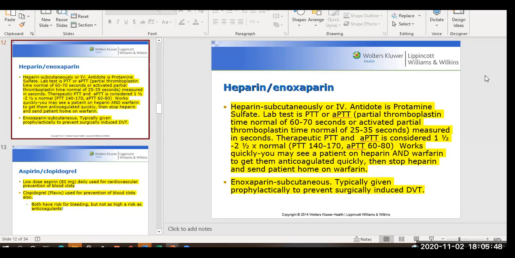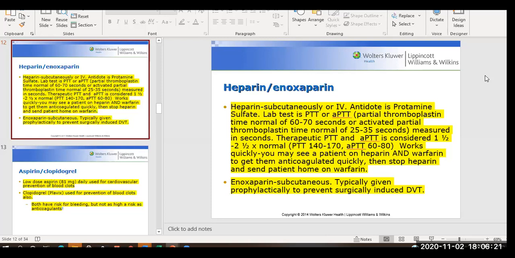Remember this too, heparin works fast. I can give you heparin IV, boom, and you are anticoagulated. So what you might see, and this is pretty common, patients in the hospital, we put them on heparin so that they don't develop a clot and we know it's gonna work real fast. We put them on warfarin also and check their blood. When that PT/INR becomes therapeutic, in other words, if the INR gets to 2.0, we stop the heparin, send them home on just the warfarin, okay?